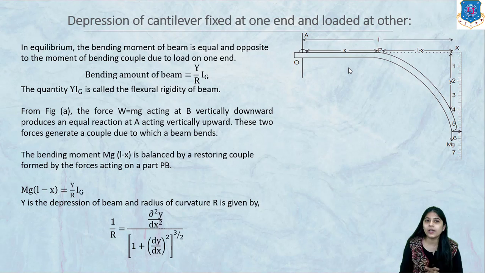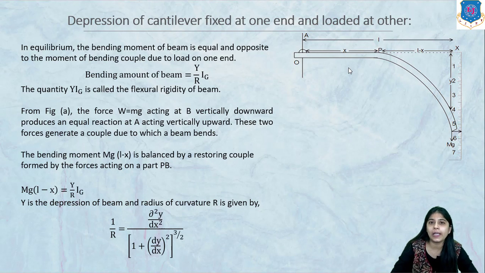So here we are finding the depression of a cantilever that is fixed at one end and loaded at the other, on which the internal bending moment is found out to be Y Ig upon r. Now let us calculate the external bending moment.